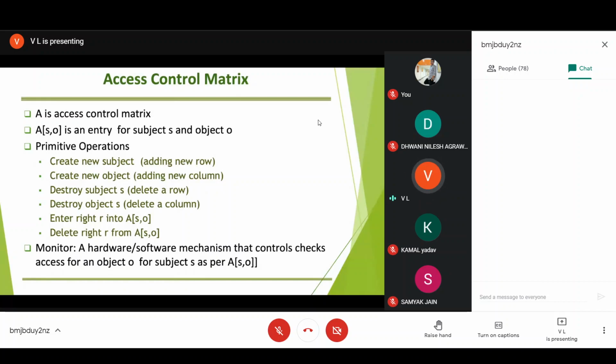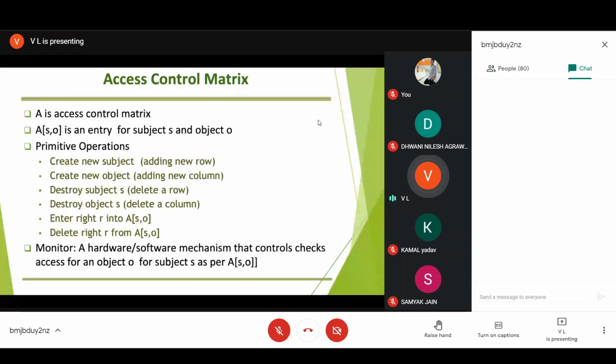So when we talk about A as the access control matrix, the row indicates the subject and the column indicates the objects. So A[S,O] actually represents a certain entry for subject S on object O. Now the primitive operations would be creating a new subject, that is adding a new row, and creating a new object, adding a new column. Sometimes creating a new subject would actually mean adding a row as well as a column, because a subject may be used as an object by other subjects. So we just need to remember that.